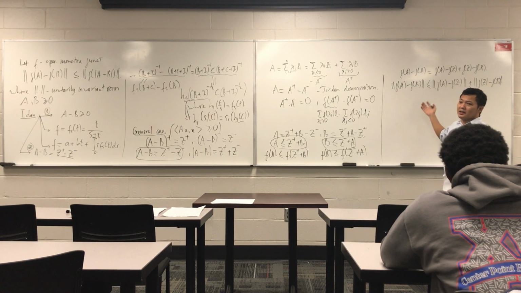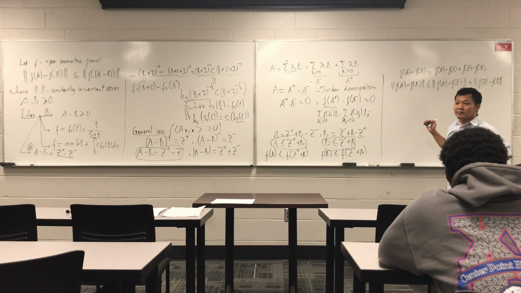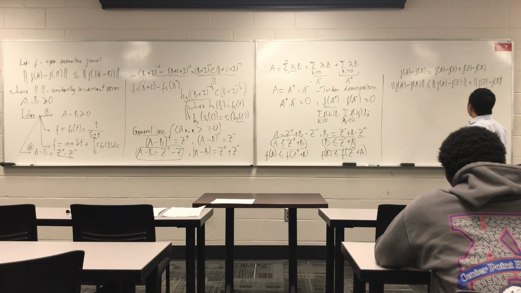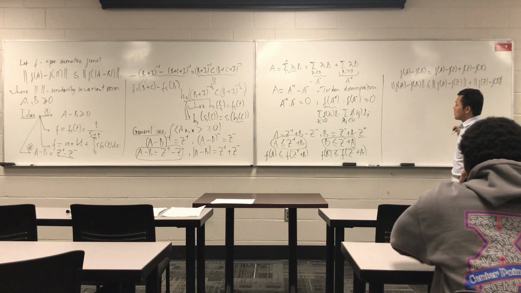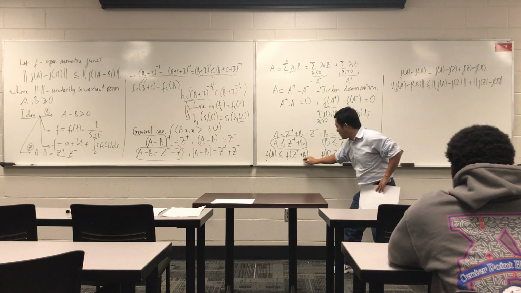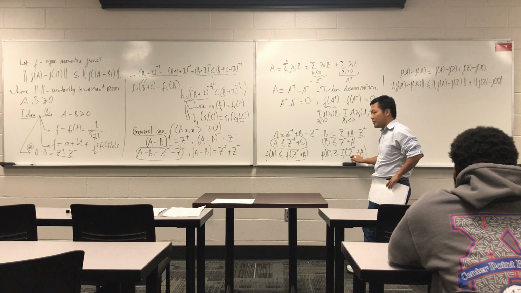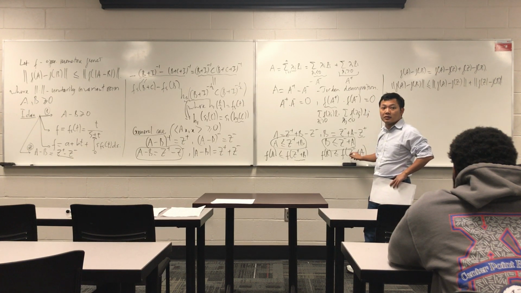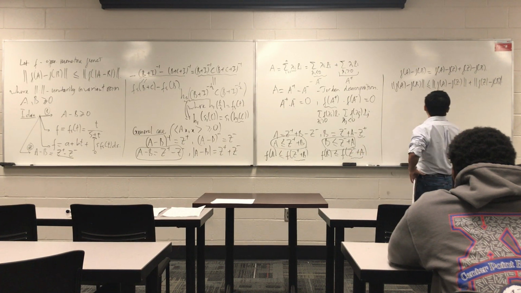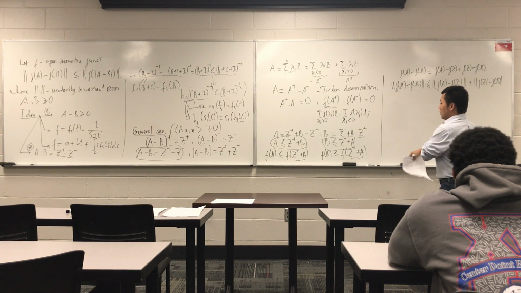Agree? This works for any Z, right? So now let's pick, for example, Z equal to this, one of them. And then let's pick Z equal to this for another one. This happens for any Z. So we might have the following one.